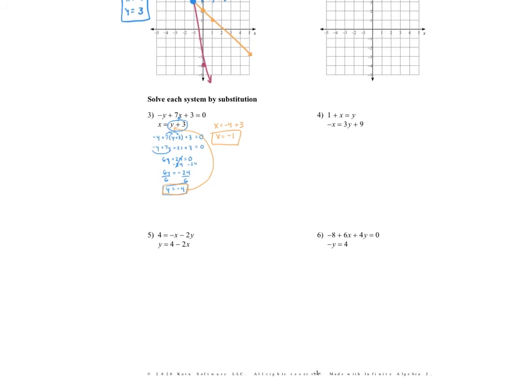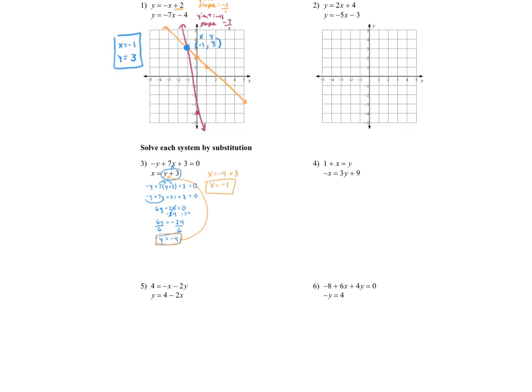Let's go to solving by elimination. So on the next page.